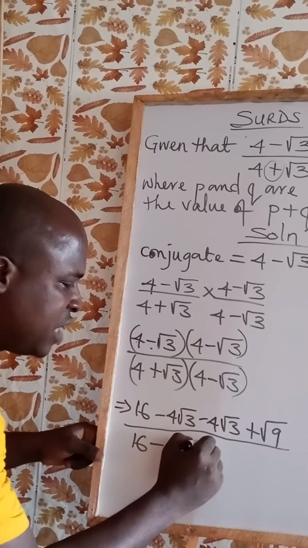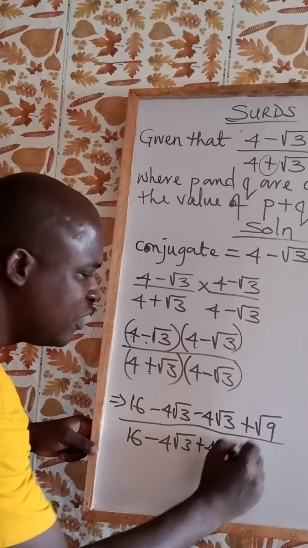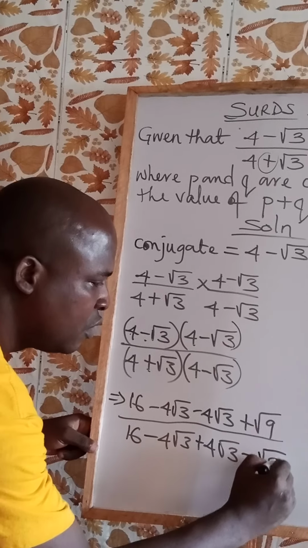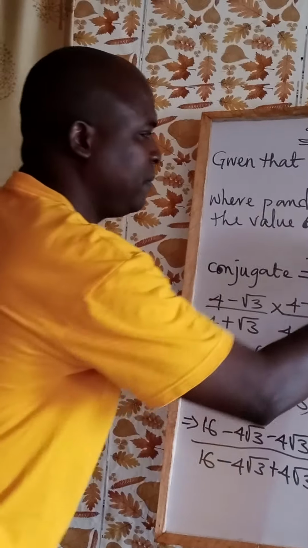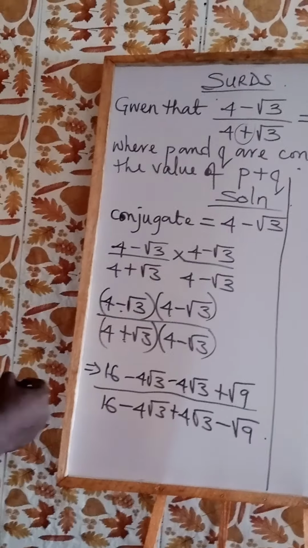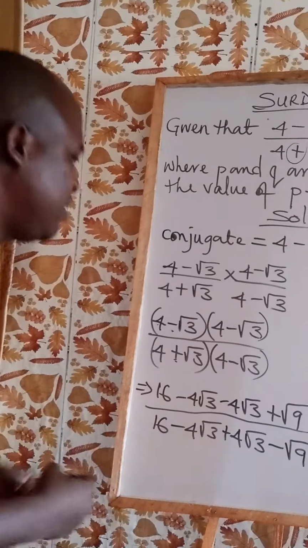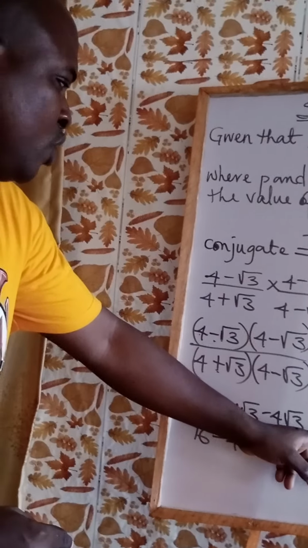Then this times this, we have plus 4 root 3. Plus times minus is minus. While this one will give us root 9. So if you now go further from there, we are going to have 16. If you look at this, we can easily find the square root of 9. That is what we have here.